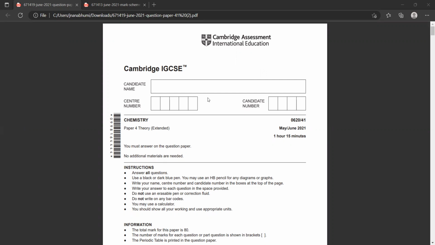So we are solving the paper of 8th standard IGCSE. First we have to write the name. Suppose I am writing my name, Manish Singh. Then the center number and candidate number you have to write. The paper code for chemistry for 8th standard is this one, 062041.